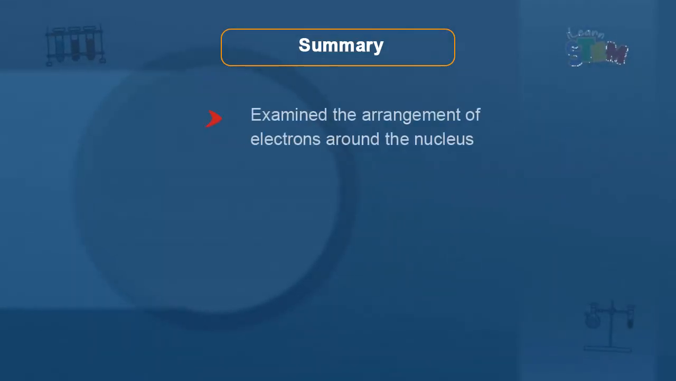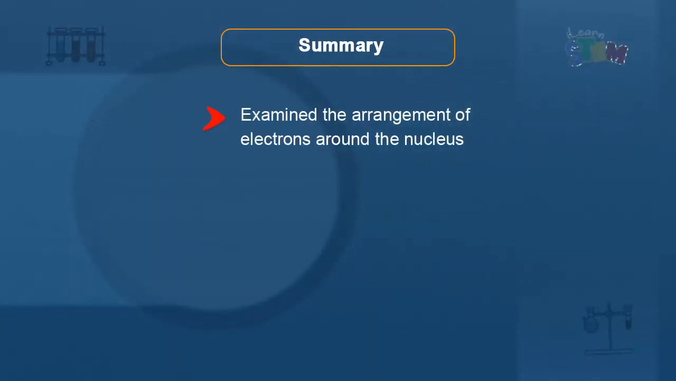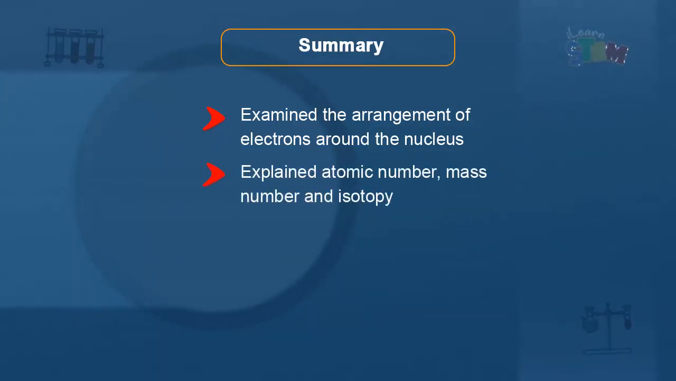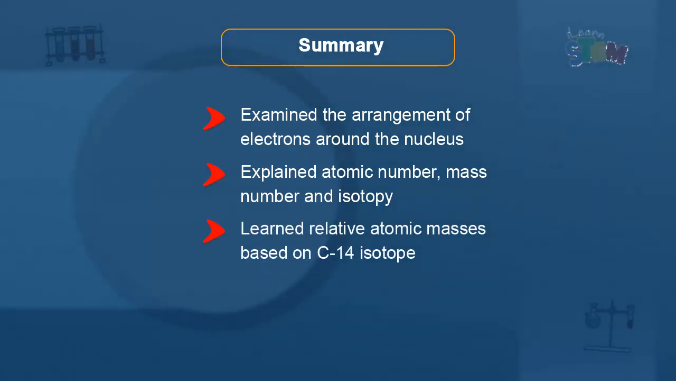In summary, we examined the arrangement of electrons around the nucleus, and how electrons occupy different energy levels, such as the K, L, M shells and others, including how electrons are distributed within these shells. We also explained atomic number, which is the number of electrons, and mass number, which is the total number of protons and neutrons. We discussed isotopy, which refers to atoms with the same atomic number but different mass numbers. We further learned that relative atomic mass, based on the carbon-14 isotope, is the average mass of one atom, compared to 1/14 of the mass of a carbon-14 atom.